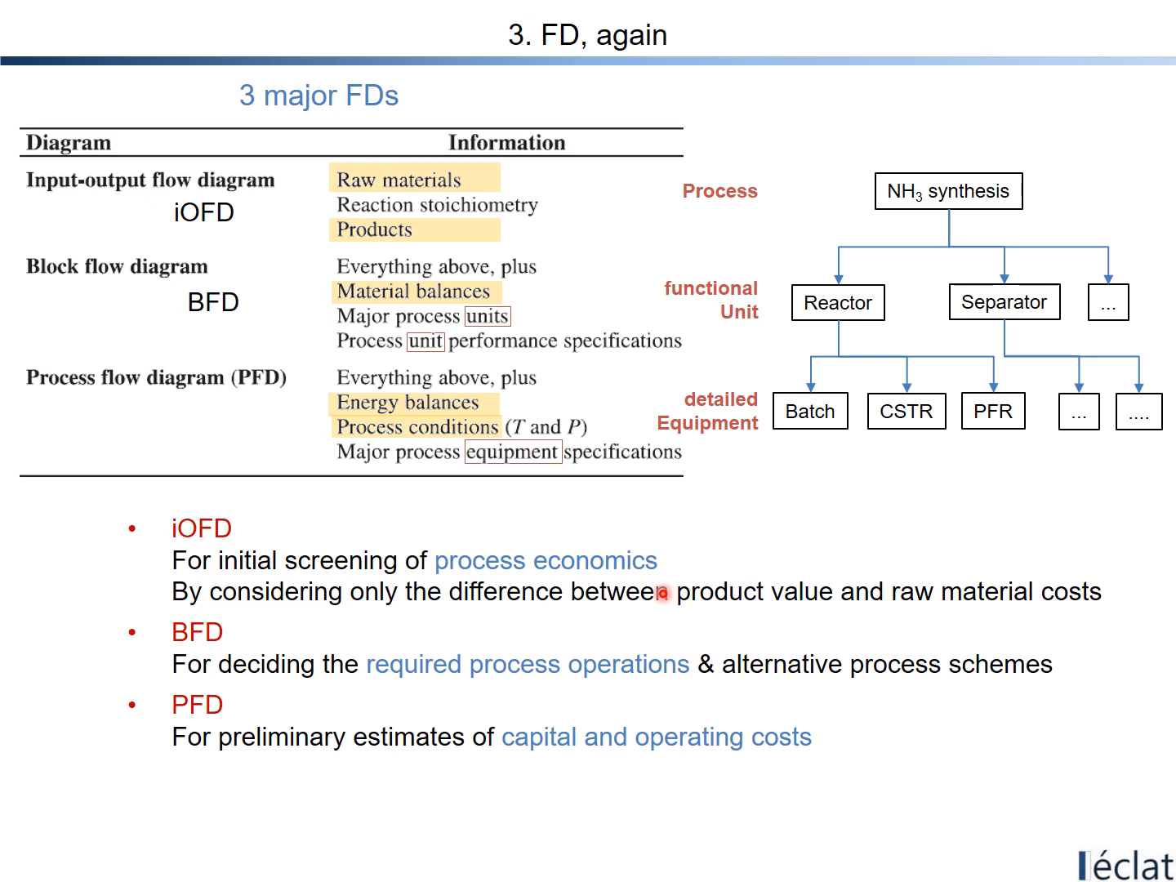Okay, the BFD, the most popularly used in this class, is for deciding the required process operations and alternative process schemes. And the last one, the PFD, process flow diagram, is for preliminary estimates of capital and operating costs. That is the flow diagrams.